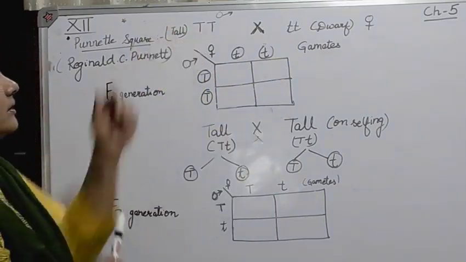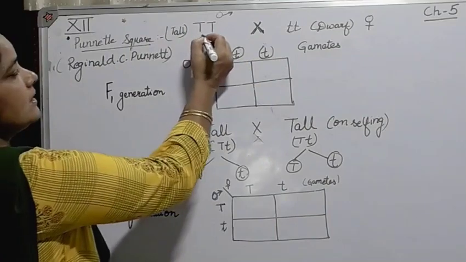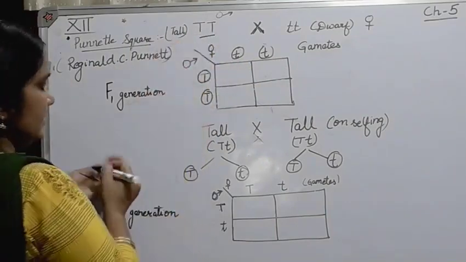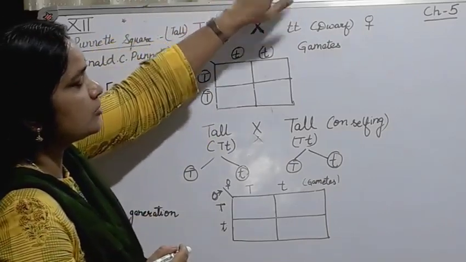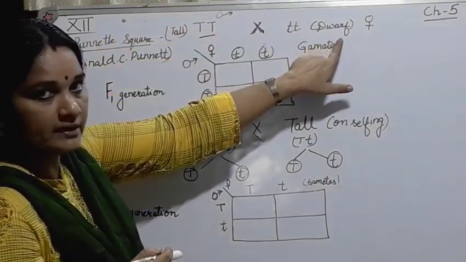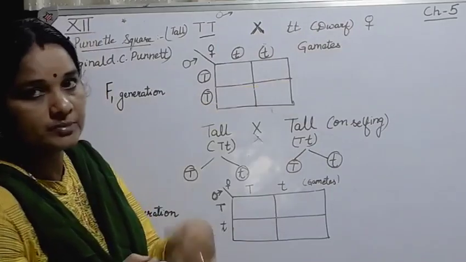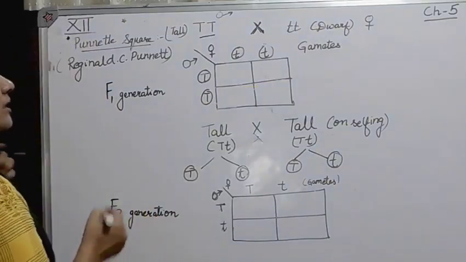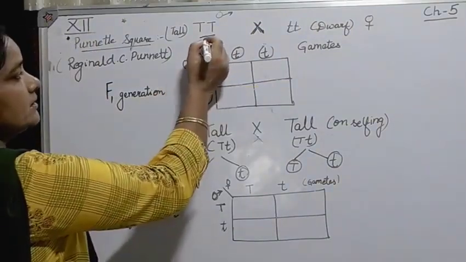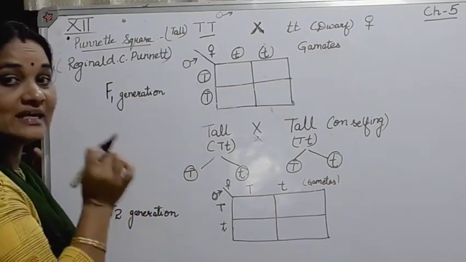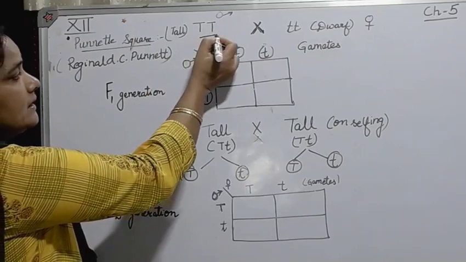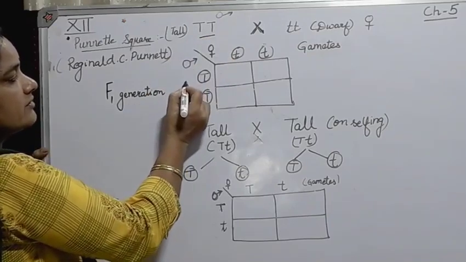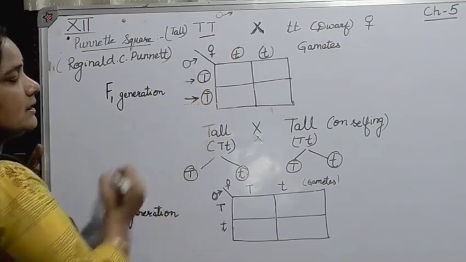Now, let's start from here. Suppose this capital T represents a tall plant, and let it be the male plant. And small t and small t represent the dwarf plant, and let us consider that to be the female plant. Now, during the formation of the gamete, what happens during meiosis? There will be segregation of the contrasting alleles. So capital T and capital T will produce two kinds of gametes, one capital T and another capital T.